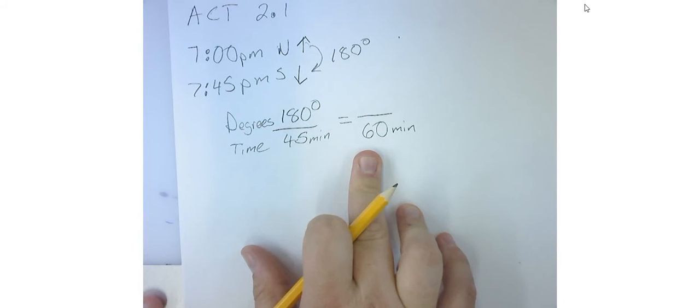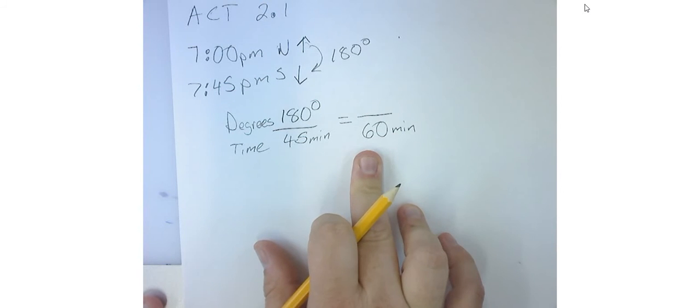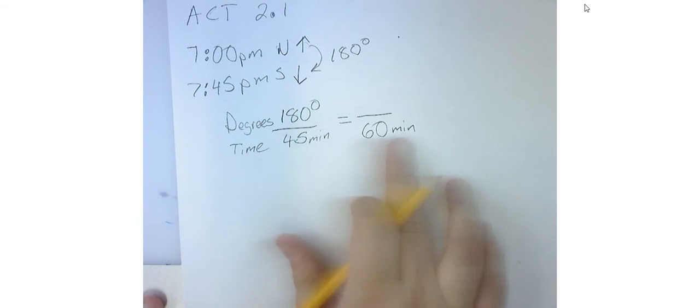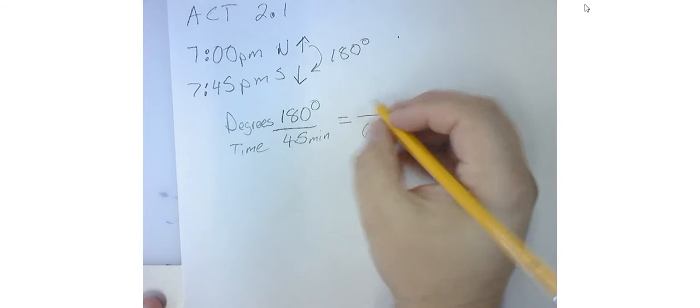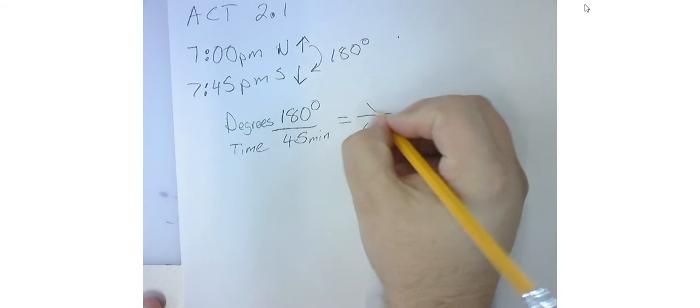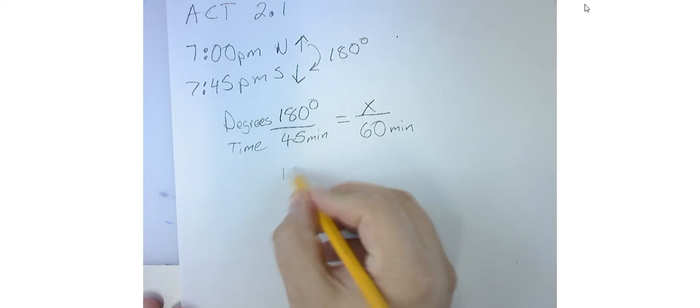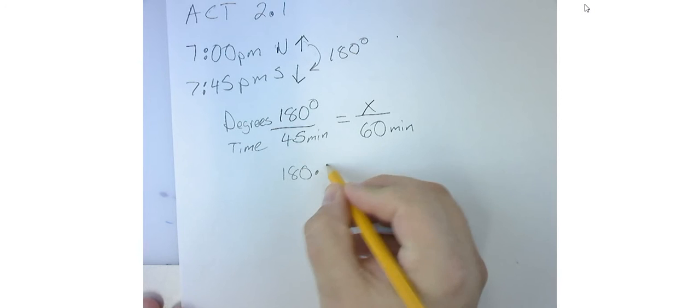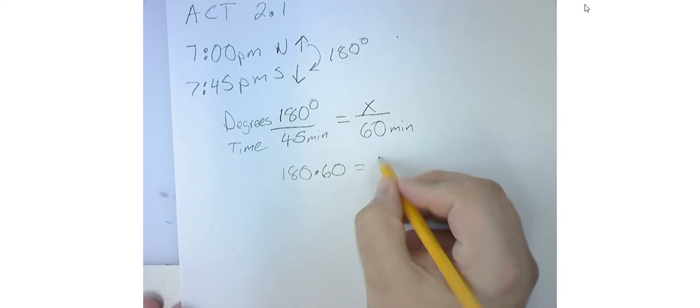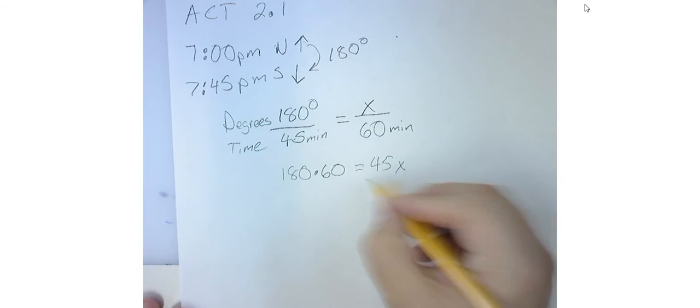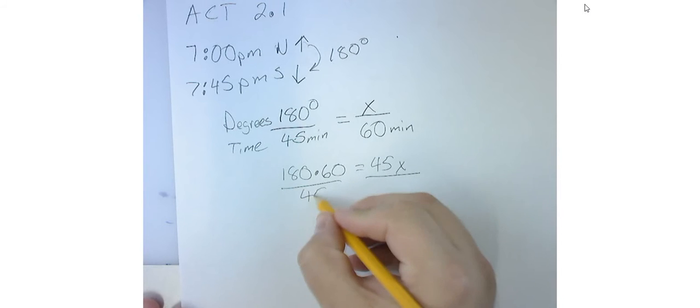So the simple way to do that is to set up a proportion, right? Because they have the same ratio, they're equivalent ratios. And I don't know how many degrees that is, so I'm going to put an X here. Remember, whenever we don't know something, we put an X in its place. And so to solve this, you cross multiply. So 180 times 60 is equal to 45x. And then simply divide both sides by 45.